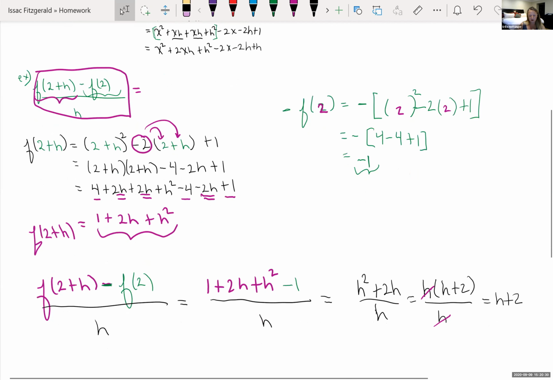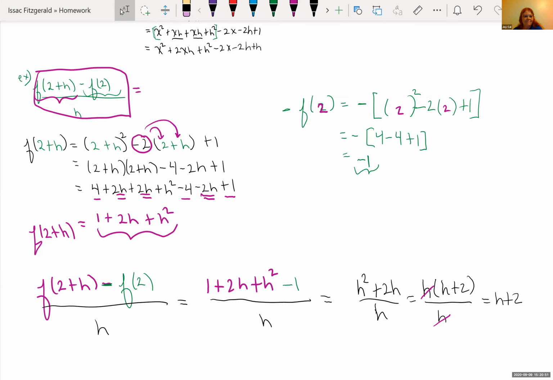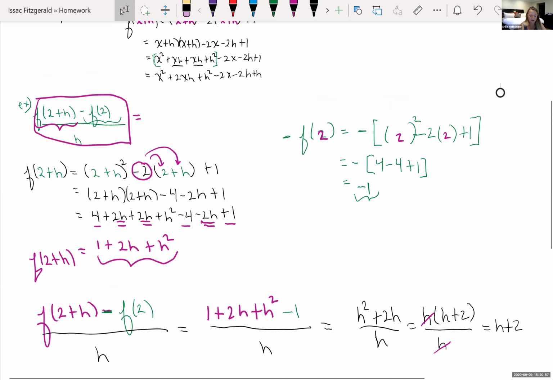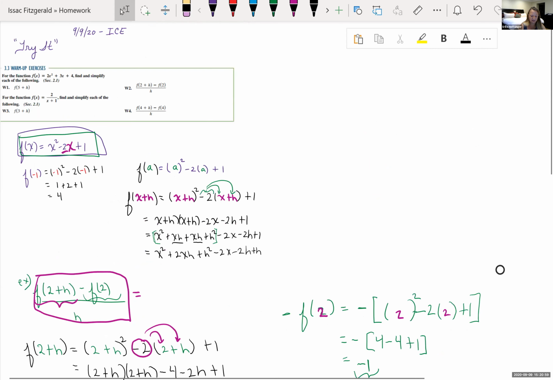So you're doing the same sort of idea with the W2 and W4 warm-ups. Any questions on that? Okay, so hopefully that will help you finish up if you needed that.